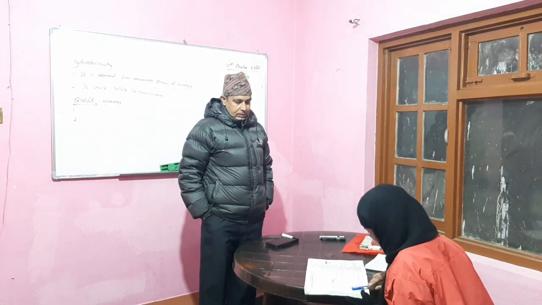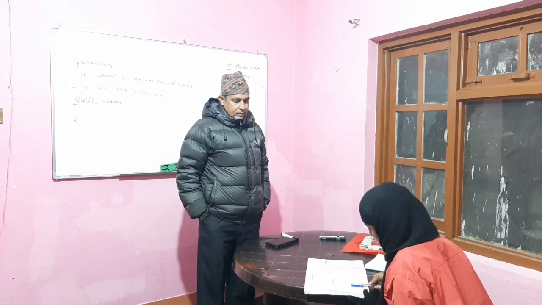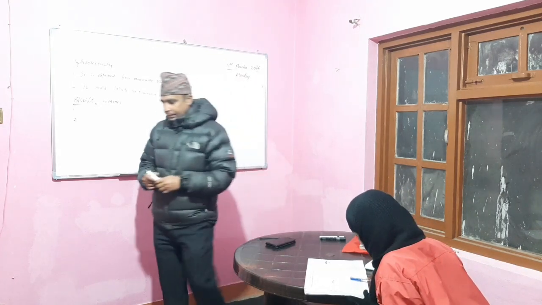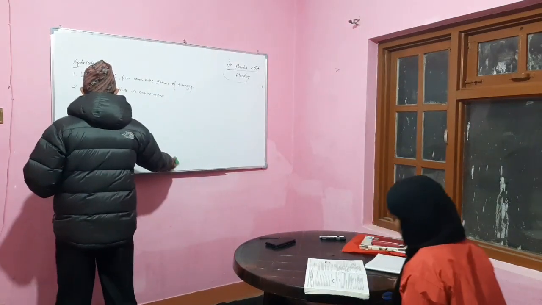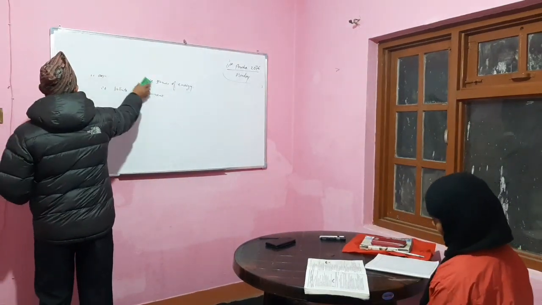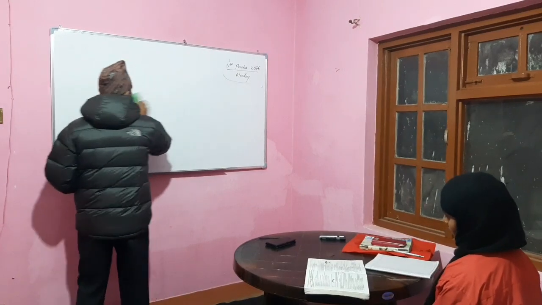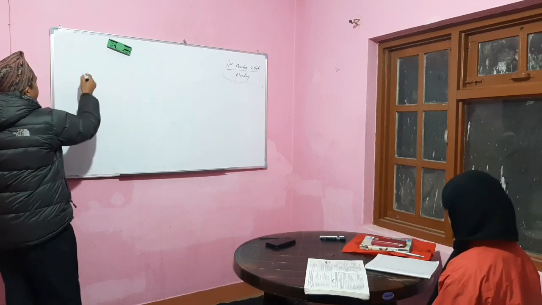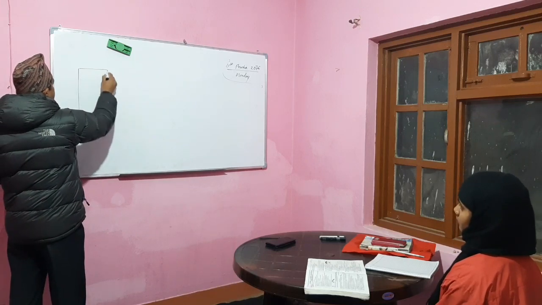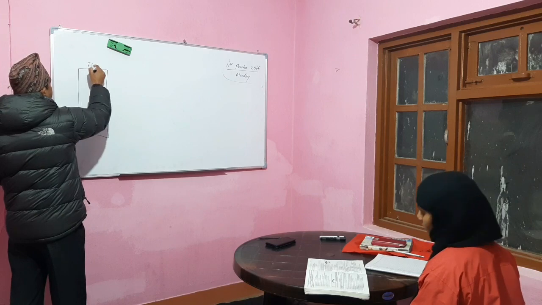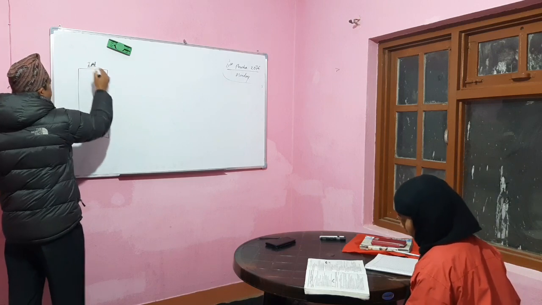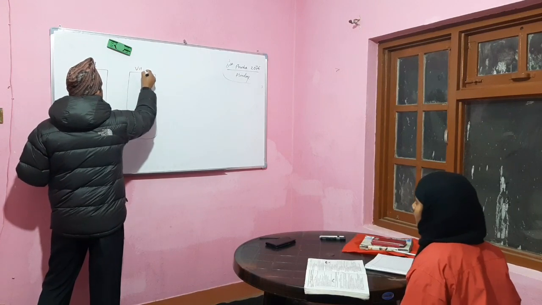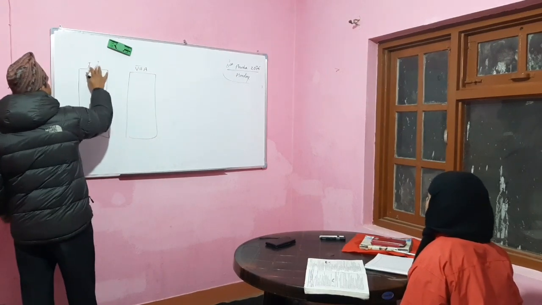Number 6. Why does the reactivity of metals increase but that of non-metals decrease as we go down a group of the periodic table? Reactivity of metals increases, reactivity of non-metals decreases. Isn't it right? Let's take one example. These are the elements of group 1A, and these are the elements of group 7A. Which elements belong to 1A?